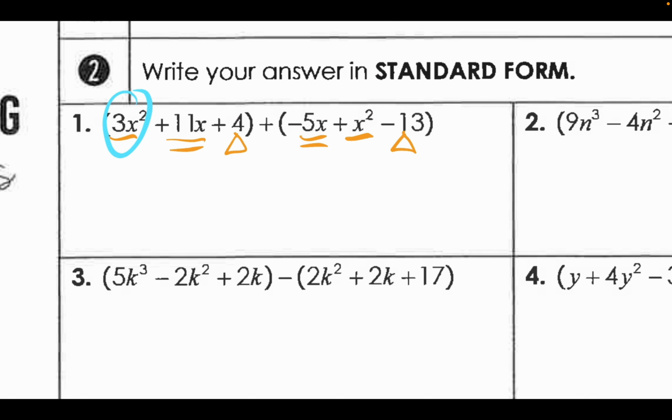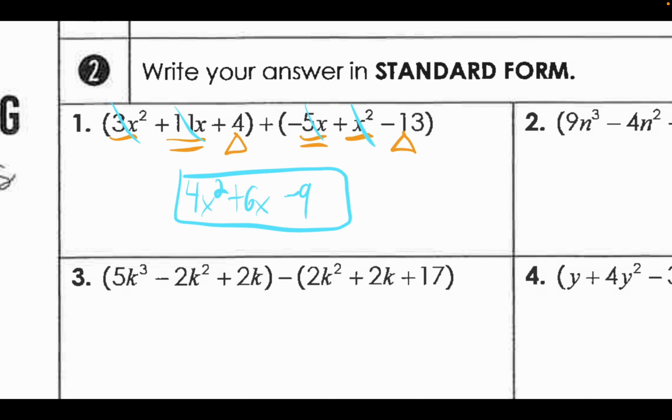So combining 3 and positive 1 first would be 4x squared. Second is both negative 5 and positive 11x, so I get positive 6x as I combine those. And last is 4 and negative 13, which gives me negative 9. And so now I combine these. I added these polynomials while keeping it in standard form.